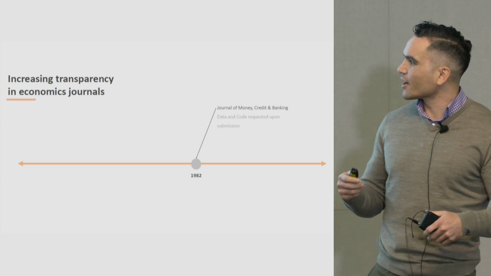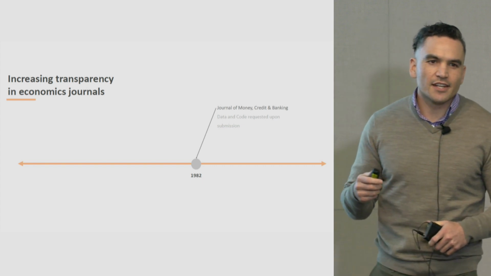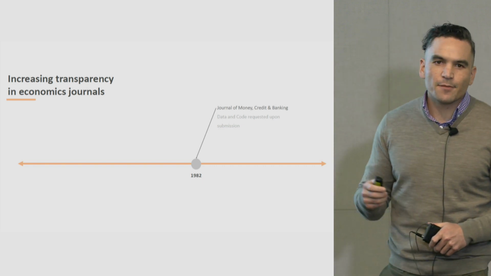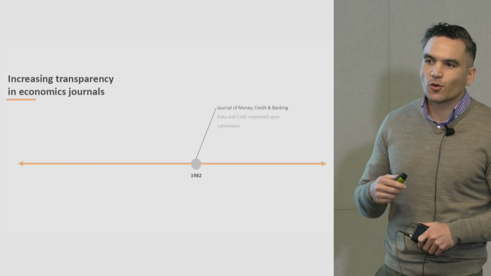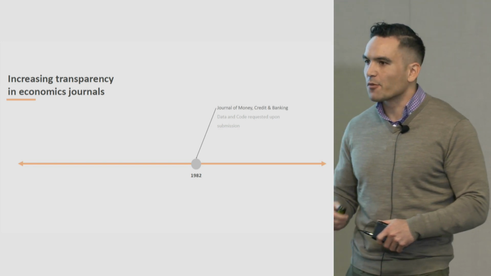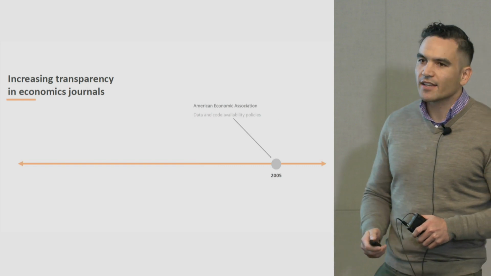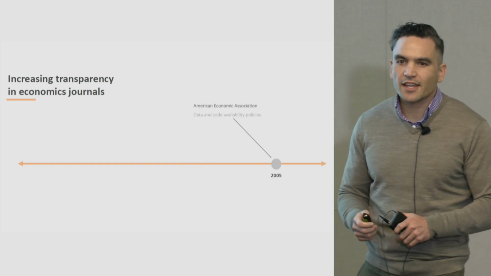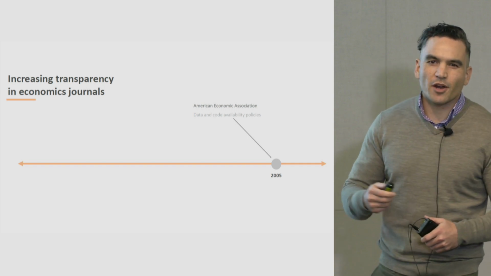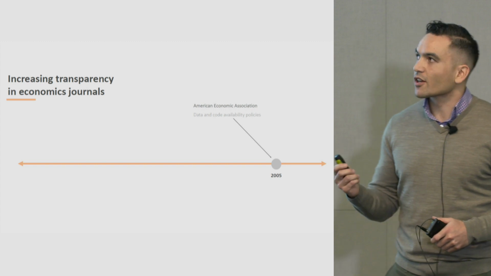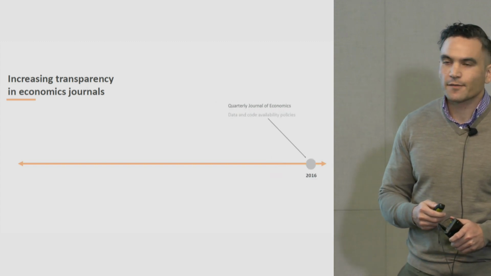One of the more high-profile versions was in 1982 with an NSF-funded initiative set up at the JMCB, where they requested that when submitting papers, authors also submit code and data. There were mixed results coming out of that I'll explain in a sec. And then we get to 2005, where the American Economic Association first established the policies that are shared by most top journals today, although it took a while for some to follow suit, so the QJE adopted something similar just a couple of years ago.